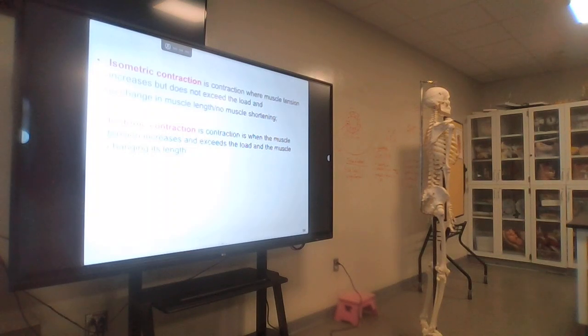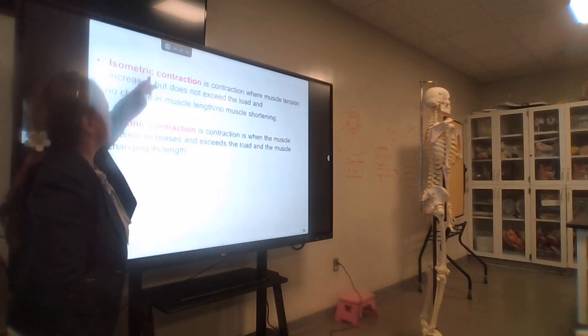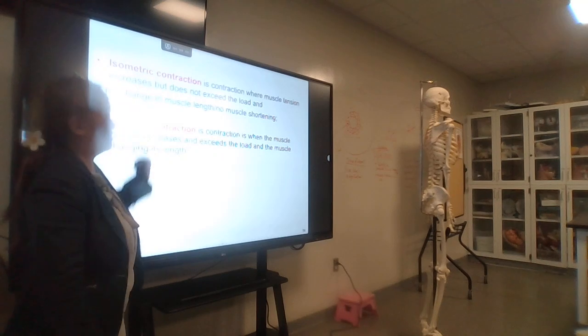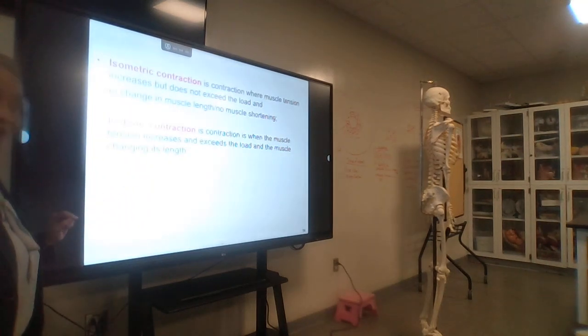I have here a couple examples of contraction: isometric and isotonic. So let's look at the first one. Isometric contraction is when the muscle tension increases but does not exceed the load, and the muscle length will not change. Same measurement, same length, and yet it's contracting.